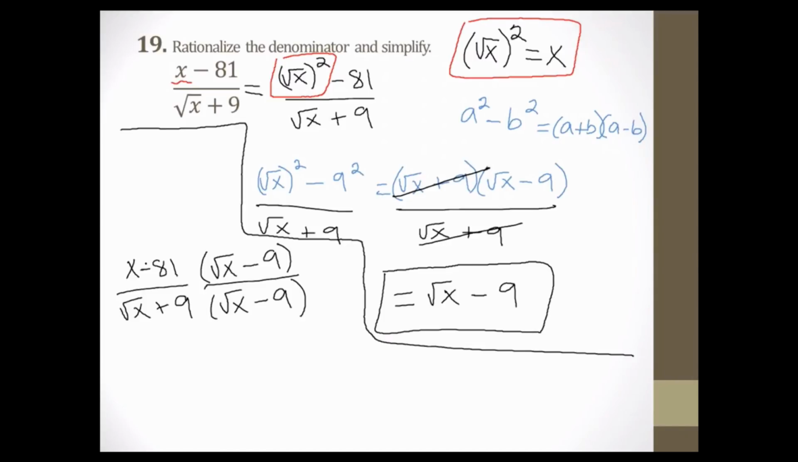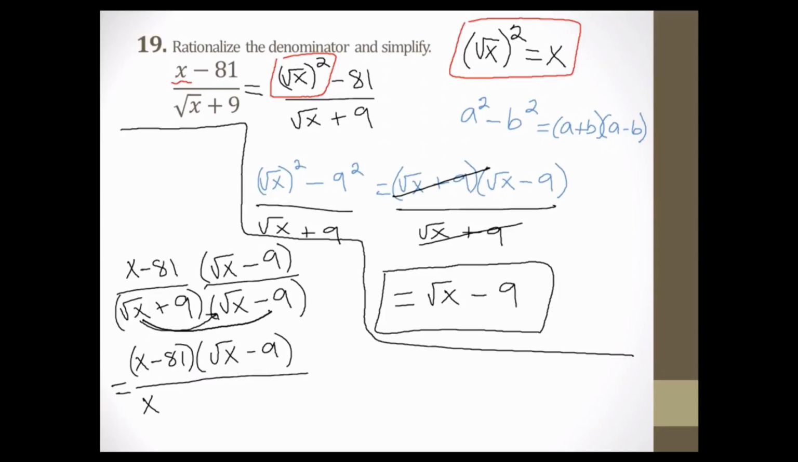If you look, if I FOIL the top, I'm going to have a lot of terms that I won't be able to combine. So let me focus on the bottom and see what happens. I'm just going to rewrite the top, x minus 81 times the square root of x minus 9. Let's FOIL the bottom. The square root of x times the square root of x is just x. The square root of x times negative 9 is negative 9 square root of x. 9 times the square root of x is positive 9 square root of x.